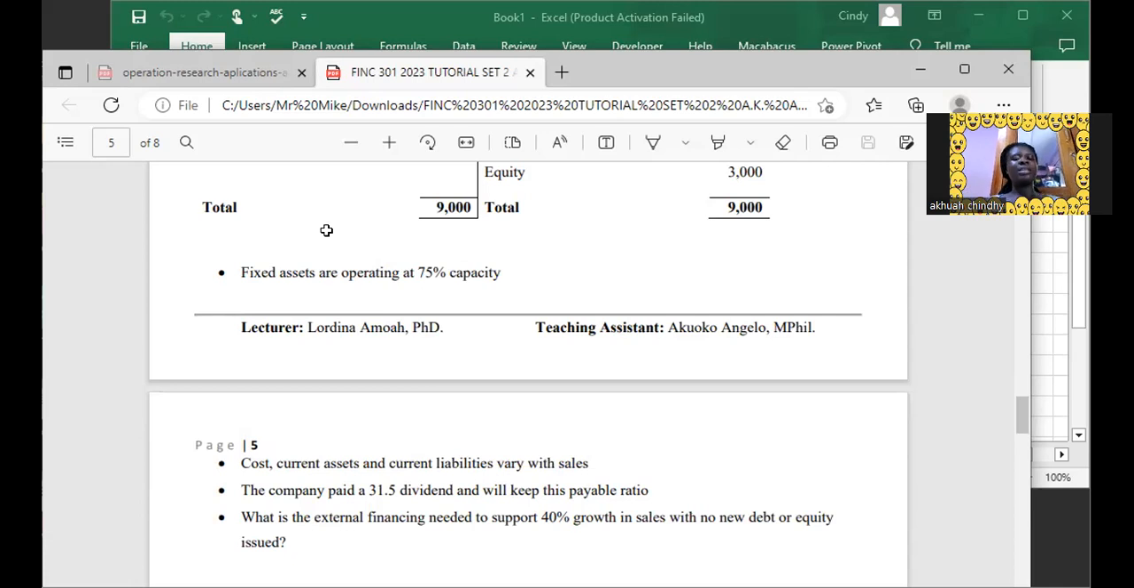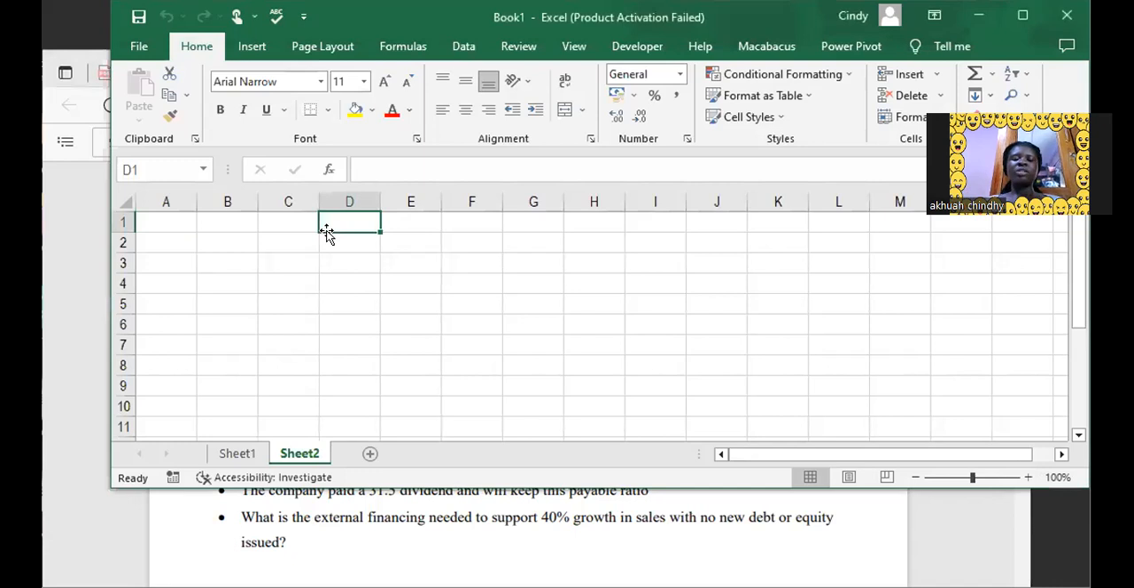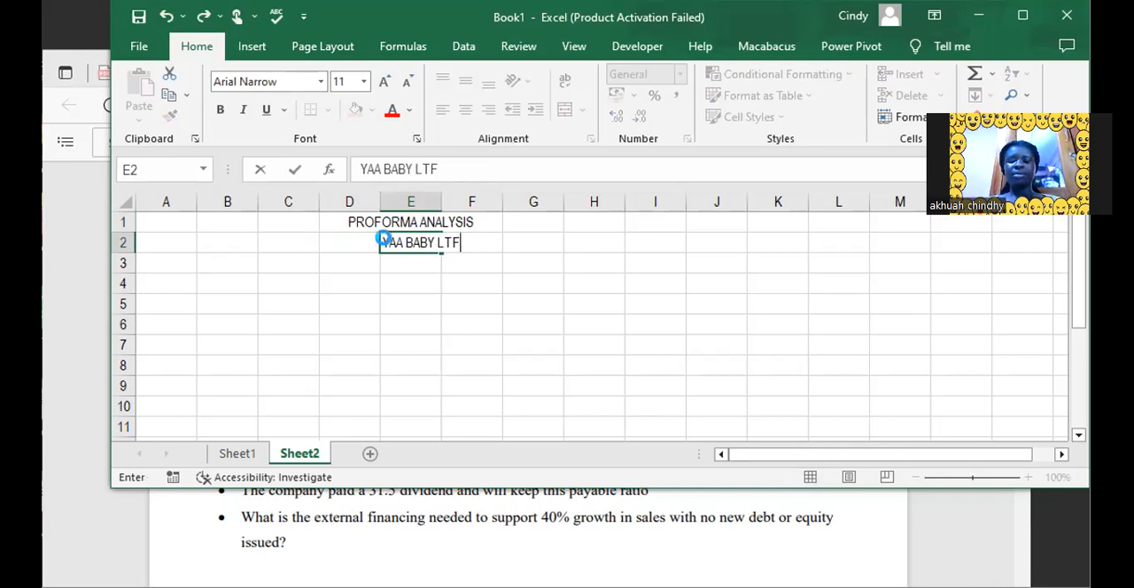Then let's write pro forma analysis. So that's pro forma analysis. Then the company's name is Baby Limited. So that's the company's name.